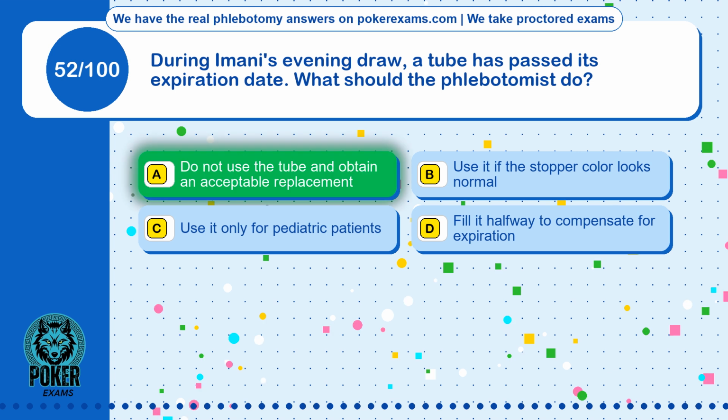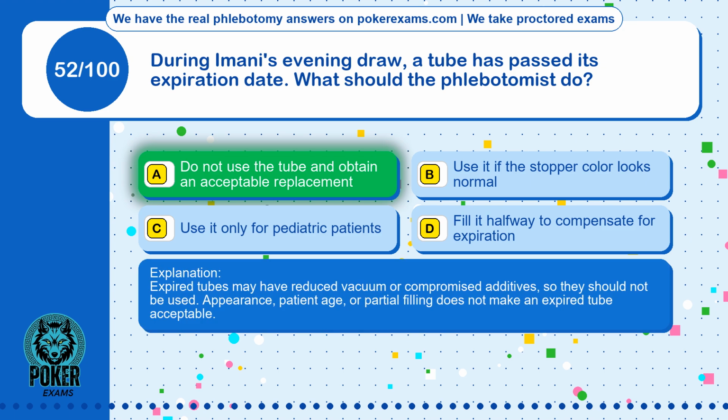The correct answer is option A. Do not use the tube and obtain an acceptable replacement. Expired tubes may have reduced vacuum or compromised additives, so they should not be used. Appearance, patient age, or partial filling does not make an expired tube acceptable.